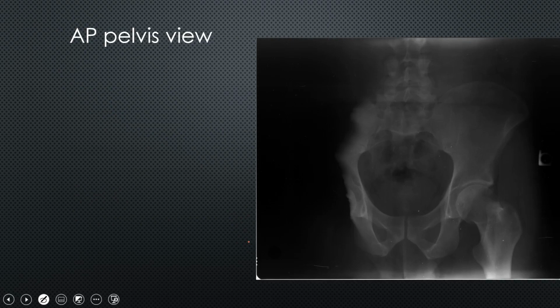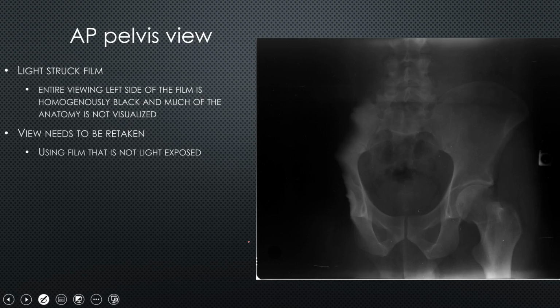So here we have an A to P pelvis view. Obviously, we are not fully appreciating the entire pelvis. We're only seeing that left side. So this was a light struck film. The entire viewing left, or the patient's right, because here's a marker right here, it's a left marker, is homogeneously black. It's all black here. And we can't appreciate the entire anatomy. So obviously this film needs to be retaken, making sure that you're using film that has not been exposed to any light.